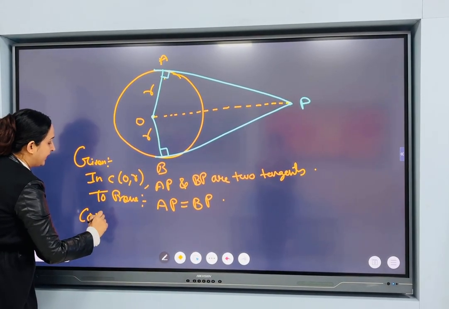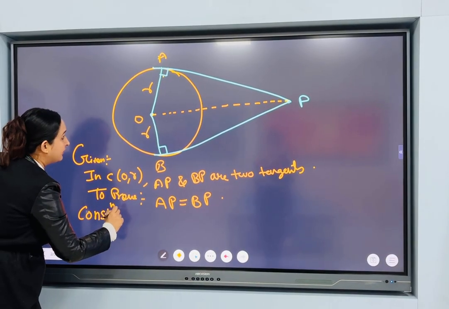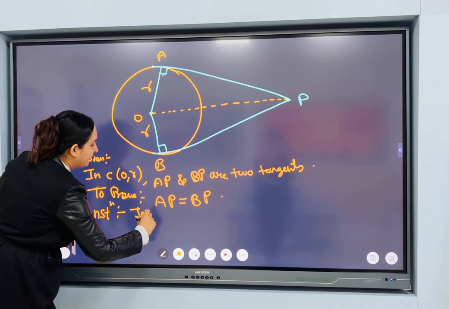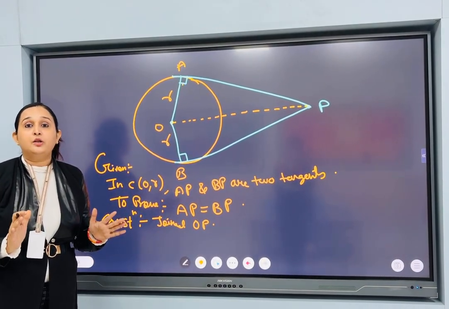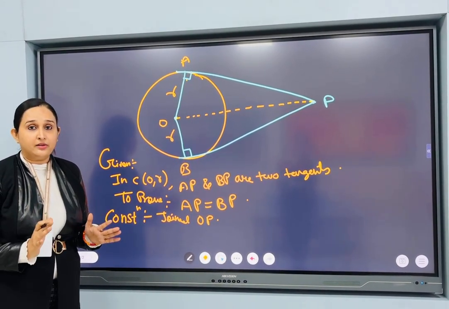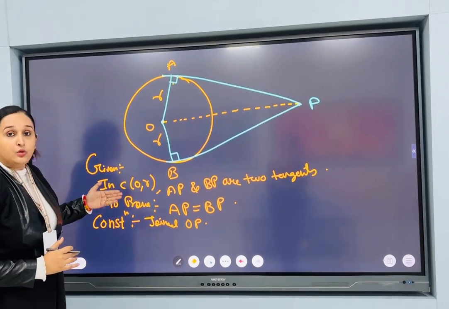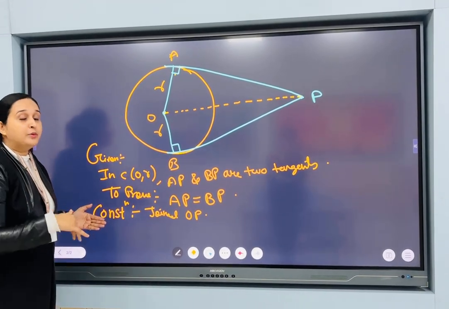Do I need to make any construction? Yes, I have joined OP, right? So whenever you are doing any proving, it is very important to write the steps: given, to prove, construction. Now let's come to the proving part.